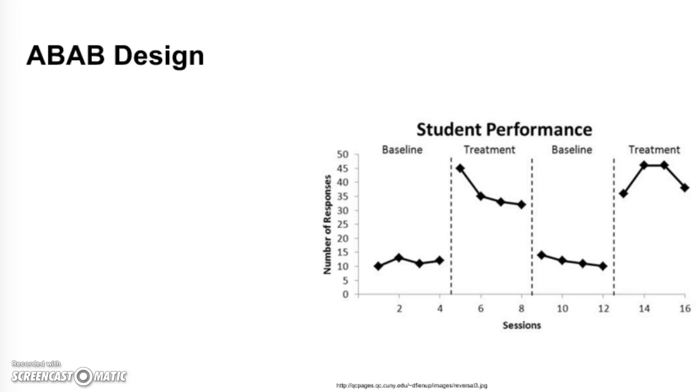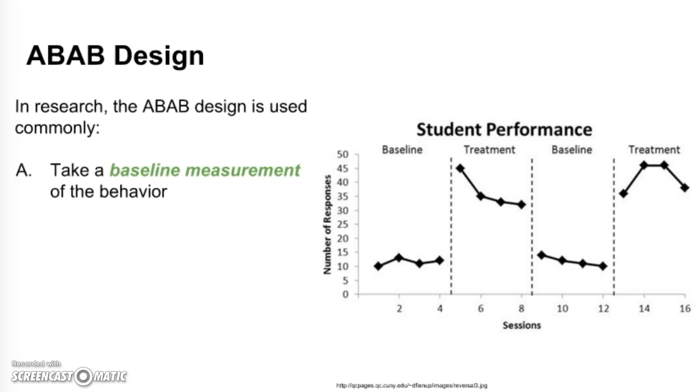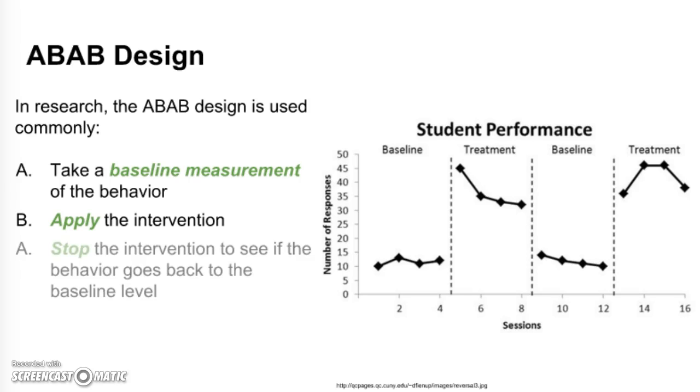In clinical research, the ABAB design is common. First, you take a baseline measurement of the behavior. Then you apply the intervention or the treatment. After a while, you stop the intervention and you see if the behavior goes back to the baseline level. Finally, you reintroduce the intervention.